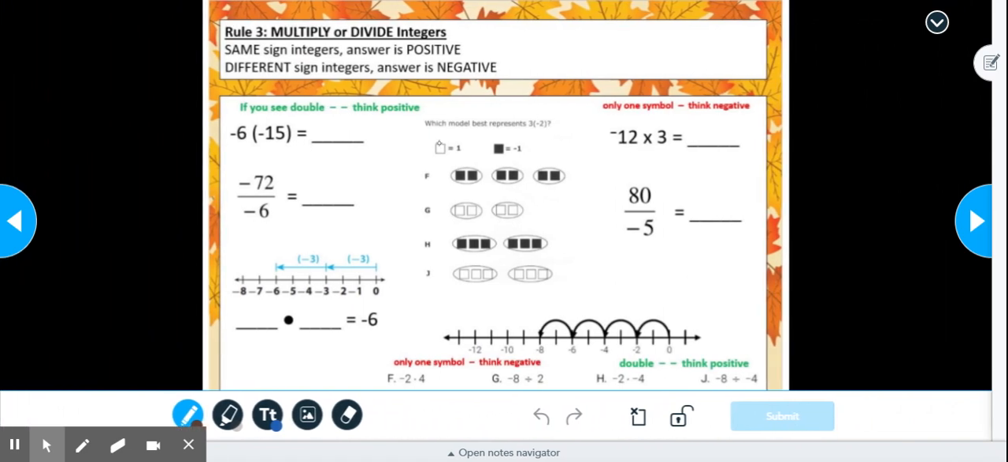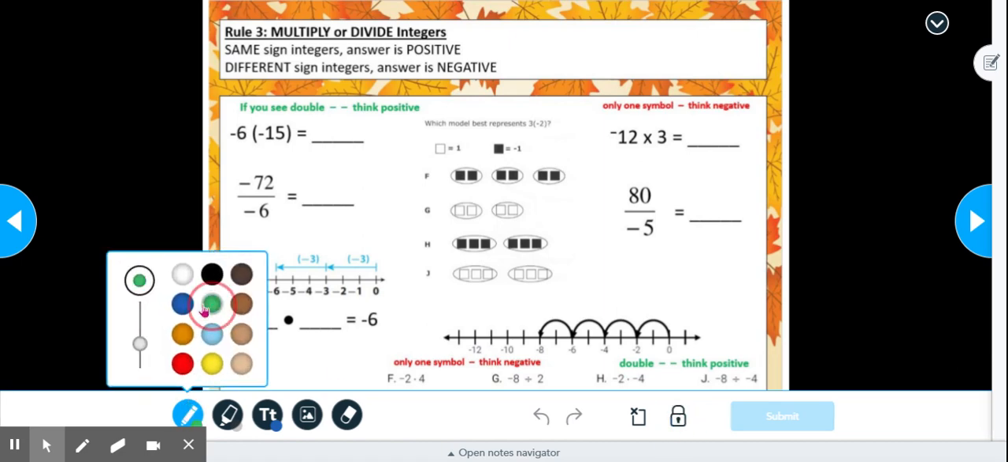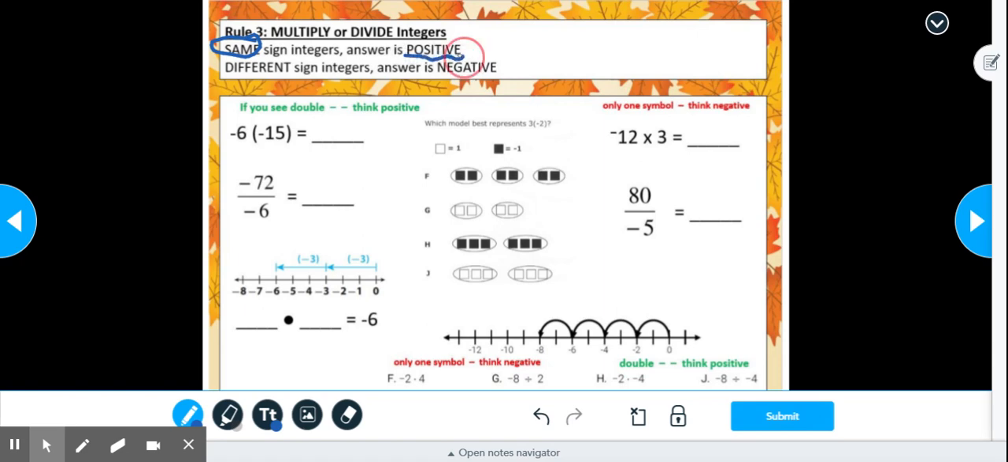Okay, now looking at our multiplying integer rules. Multiplying integers, if we're multiplying the same sign, we're thinking positives. So if we're seeing double negatives, we're thinking a positive answer. So negative times negative is positive. Negative divided by negative is positive. Over here, if there's different signs, we're thinking negative. So if we only see one negative here, then our answer is going to be negative. We only see one negative in this problem, our answer is going to be negative.